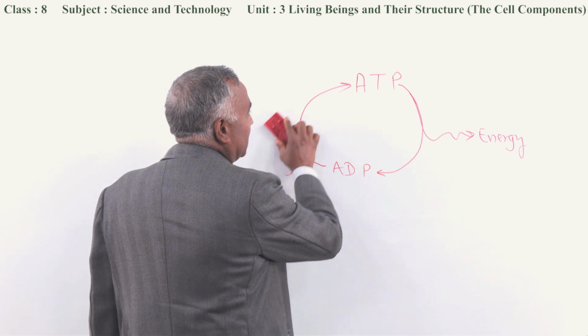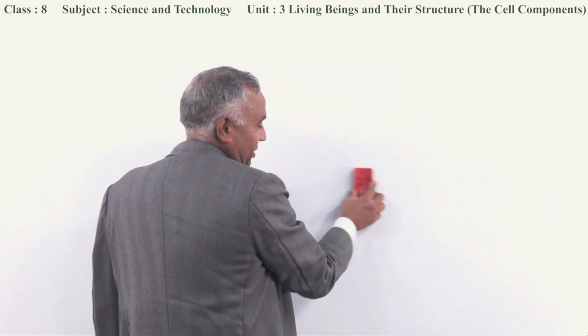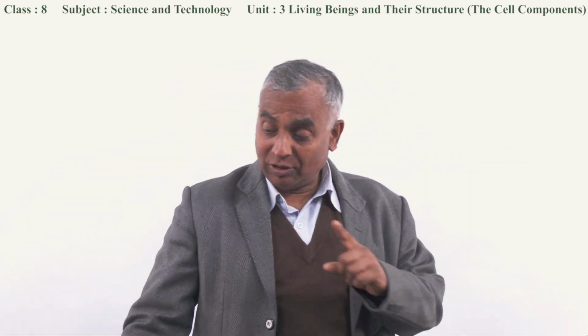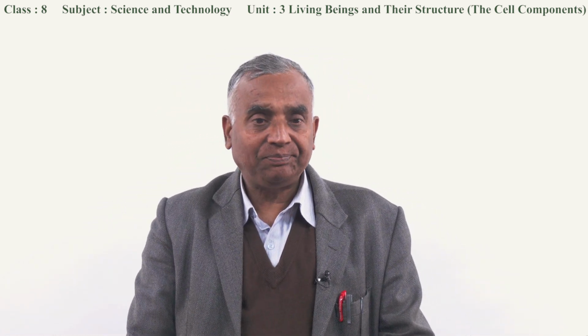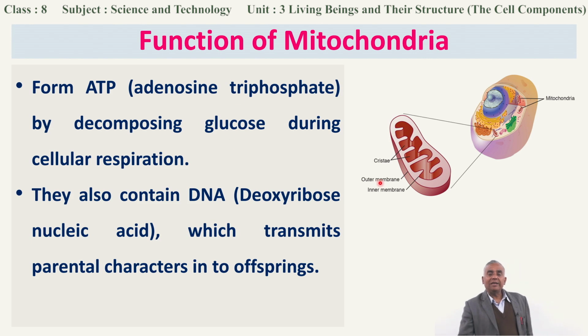That's why mitochondria is called as what? Powerhouse. Mitochondria is not singular, mitochondria are called as what? Powerhouse. Okay. They also contain DNA. I told you that DNA, I will give you the name, deoxyribose nucleic acid. Deoxyribose nucleic acid, DNA. Another is RNA, ribose nucleic acid. Here we are talking about DNA, which transmits parental characters into offsprings. So DNA is carrier of parental characters into offsprings.